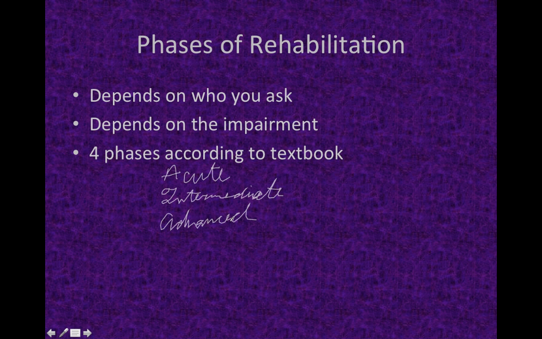And in the advanced phase, you're talking about working on strength, power, and endurance activities. So getting back to more of a normal active body segment for whatever was injured. And then finally, when you get through all those, then now we're talking about the ultimate, and that's function.